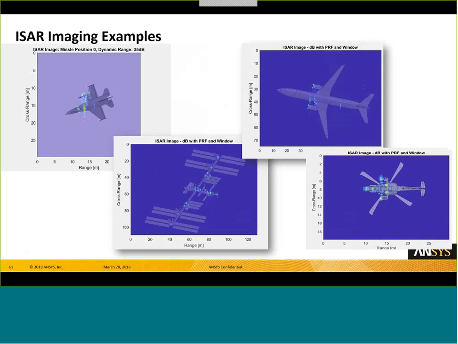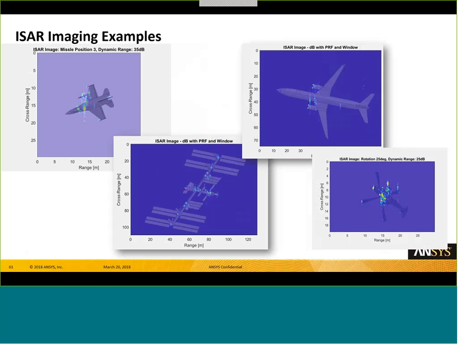So we expect the audience members are certainly going to be a lot more creative than we can with the types of things that you want to analyze, but ISAR imagery certainly is a really powerful technique to be able to make sense of extremely complex scenes and help develop and prototype some of the automated systems that are in development.